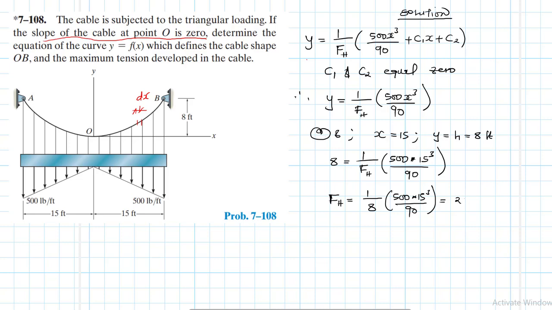So we have 2343.75. Let me come again. 500 times 15 cubed divided by 8 by 90. 2343.75. So this is our FH. Therefore, y is equal to 1 divided by 2343.75 times 500 x cubed divided by 90.